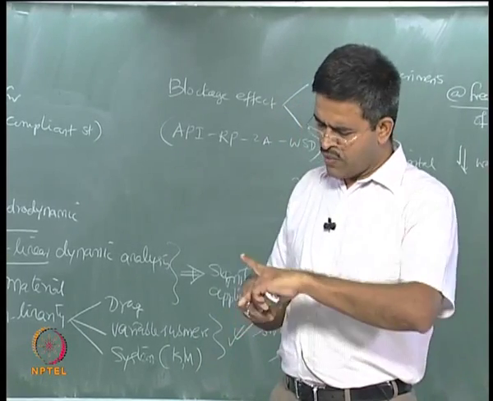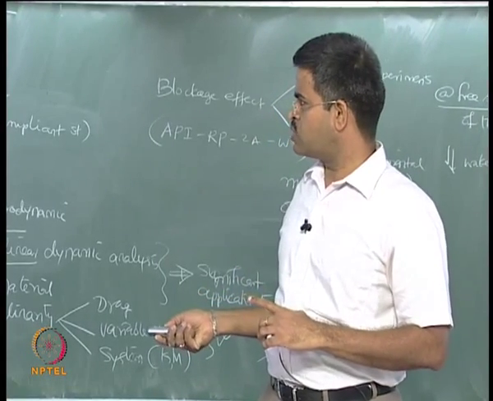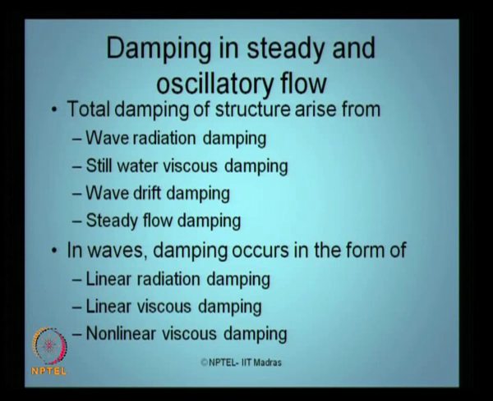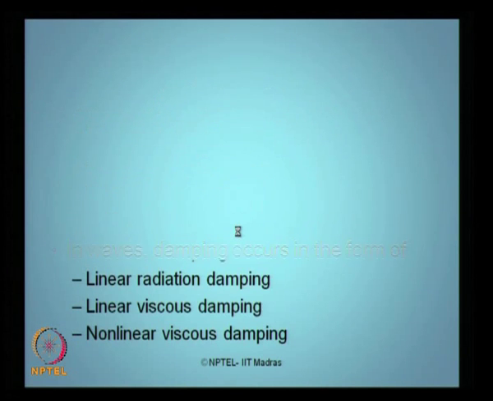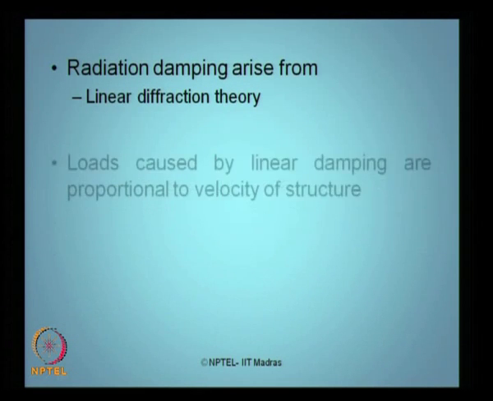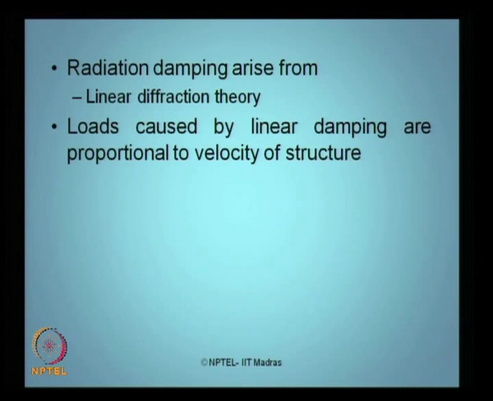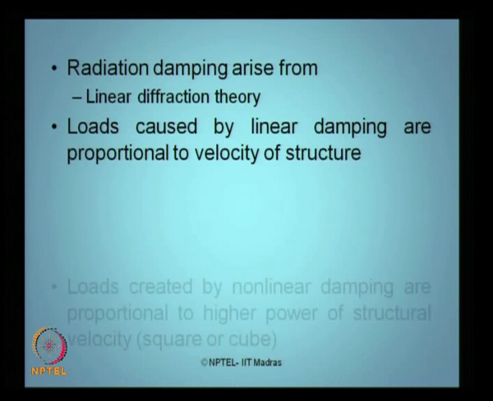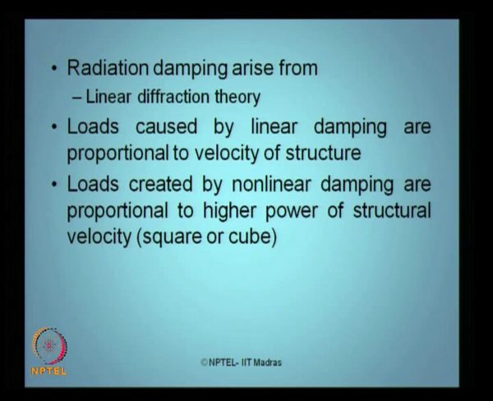So the different sources of damping which come on an offshore structure in steady and oscillatory flow arise from wave radiation, still water viscous damping, wave drift damping and slow steady flow damping, which are essentially viscous flow damping models which have been used for our analysis in general, because they are either functions or proportional to velocity in linear terms or in terms of higher powers of the structure velocity.